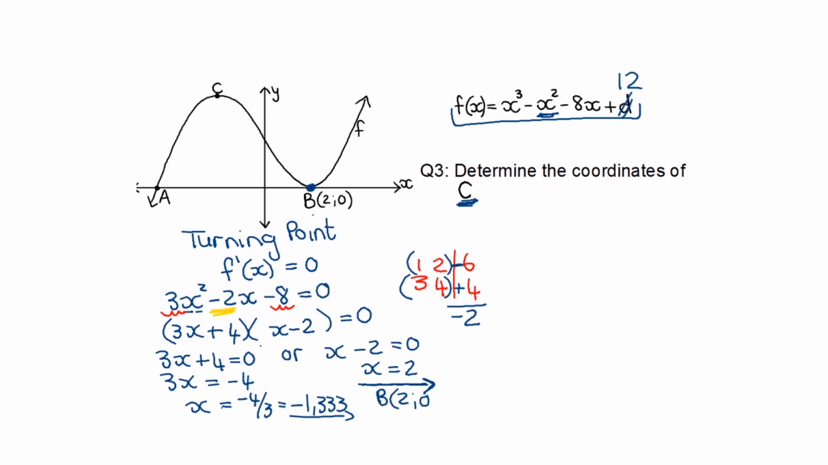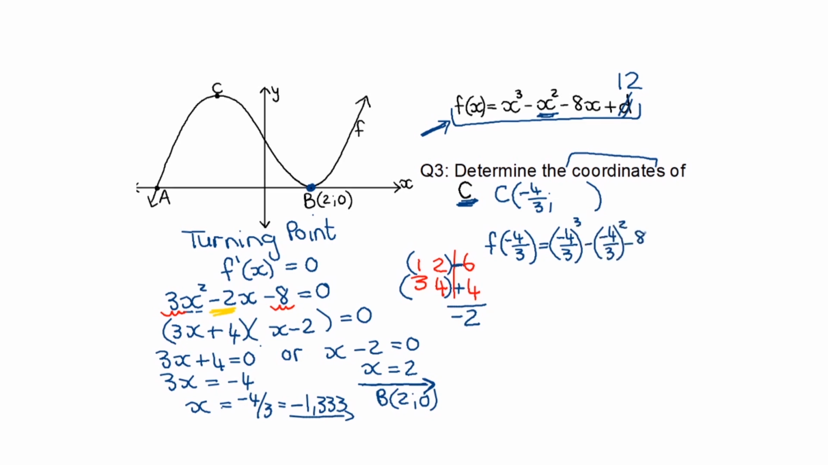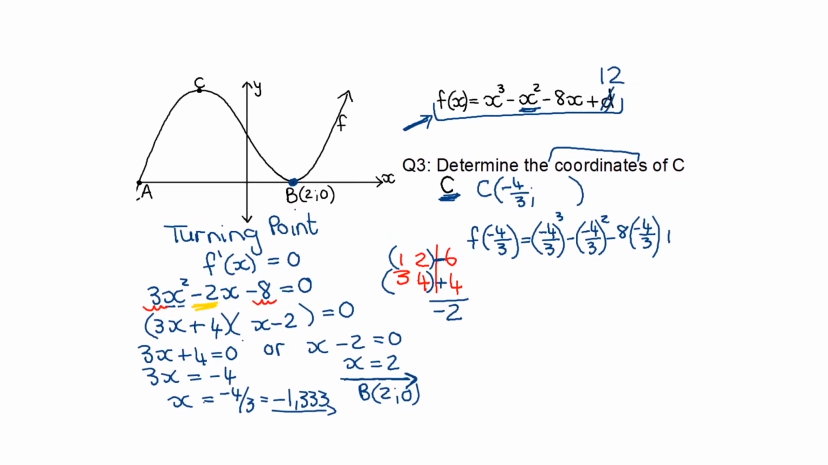Do you see they actually asked me the coordinates? So I can't just give them the x value, I also have to give them the y value. And in order to get the y value, I'll have to replace into the original equation every x with a -4/3. So every x is replaced with a -4/3. It must be squared, then 8 times this -4/3. And then plus the 12.